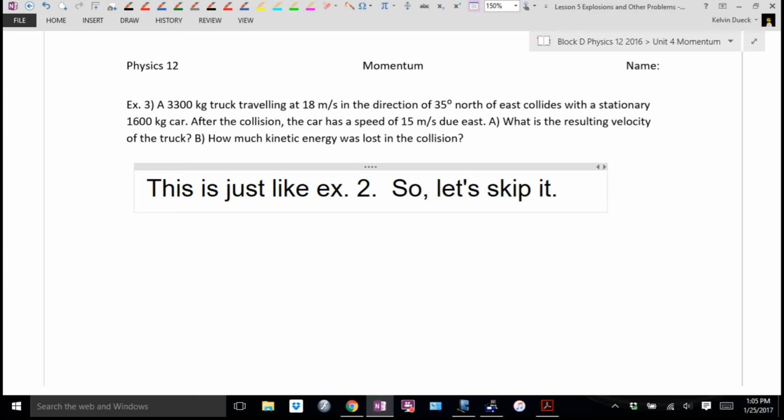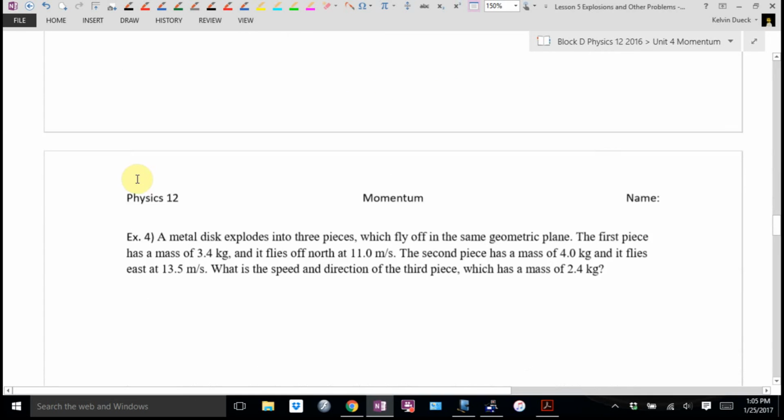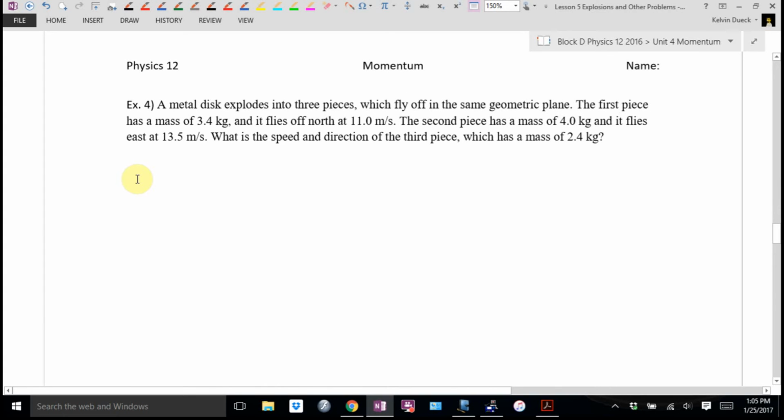I see part A, velocity, part B, find the kinetic energy lost. I see one object moving at angles, 15 degrees north of east. I see another speed due east. I think it's very similar to the one we just did. I like example 4. Example 4 is a nice question.